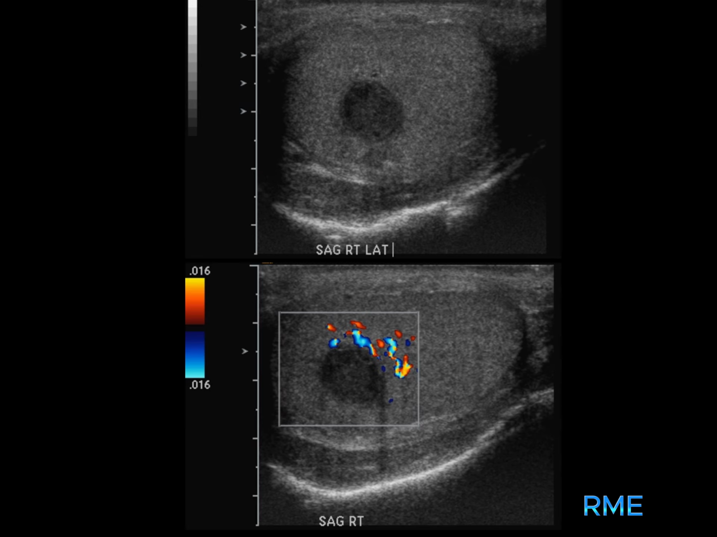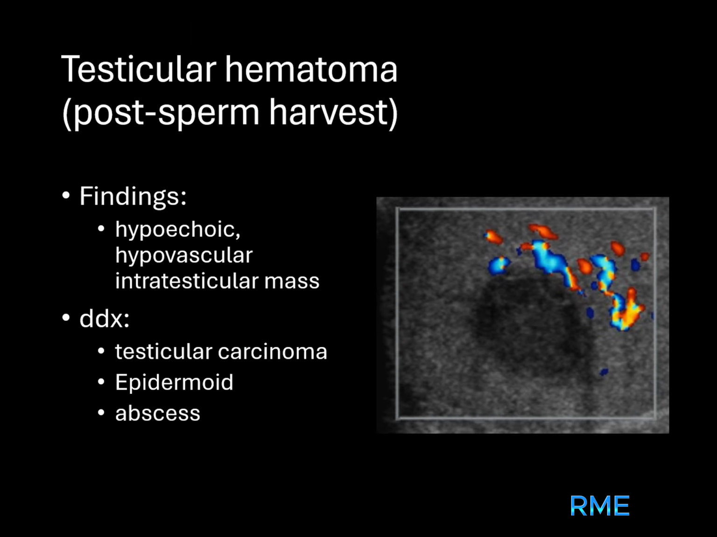What abnormalities do you notice in this image? This image shows a hypoechoic, hypovascular intratesticular mass. These findings suggest a testicular hematoma post-sperm harvest. The mass appears as a dark, less vascular area within the testicle.